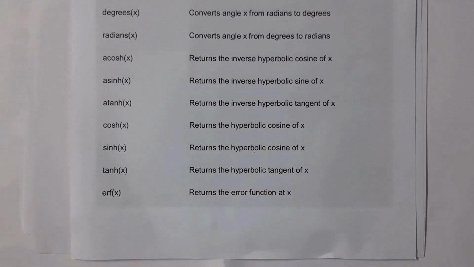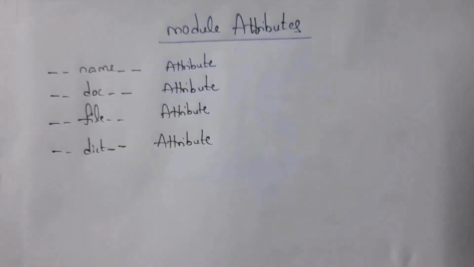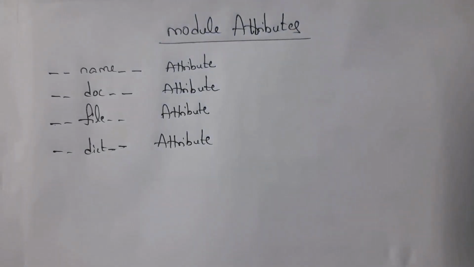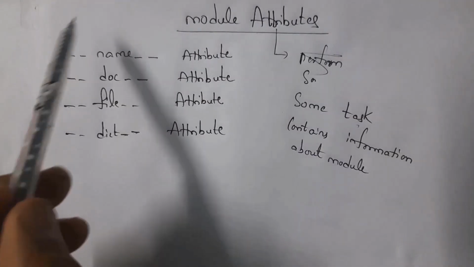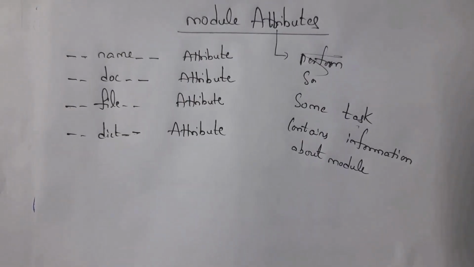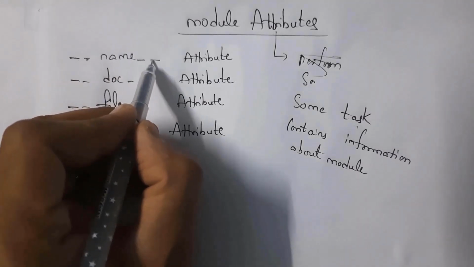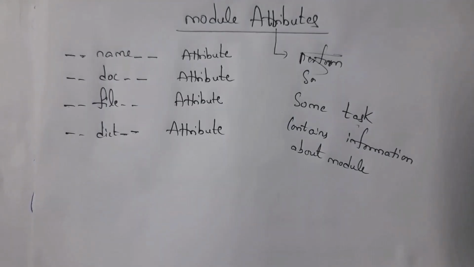Just remember all this. These are various functions in the math module. A Python module has some attributes, and these attributes perform some tasks and contain some information about the module. These are some of the important module attributes. I will explain each of them. We represent module attributes with double underscores at the start and double underscores at the end. At first I will explain the use of the name attribute.